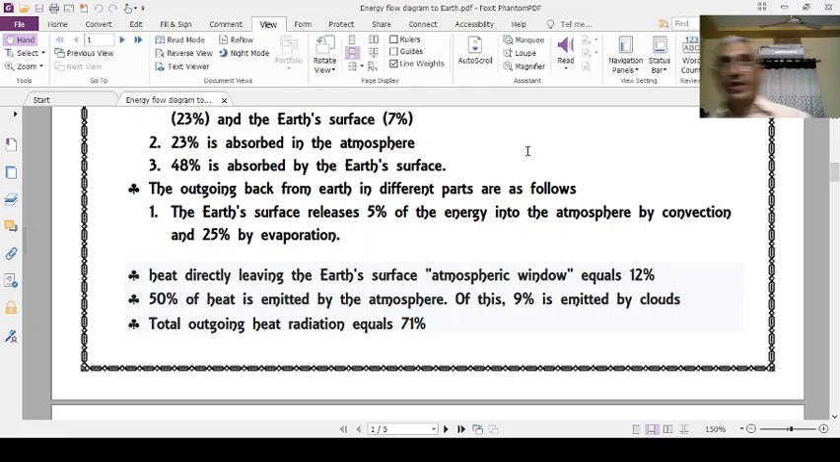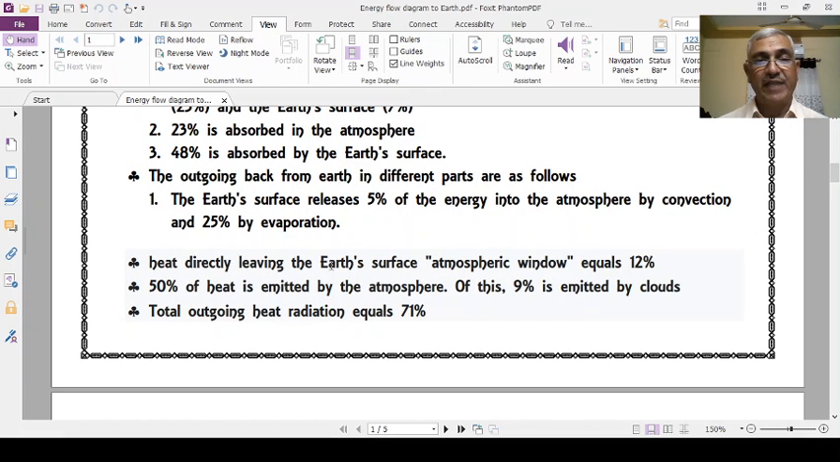Now the energy that radiates back into space: the earth surface releases 5% of the energy into the atmosphere by convection and 25% by evaporation. The heat directly leaving the earth surface by thermal radiation through the atmosphere, which is known as the atmospheric window, is equal to 12%.